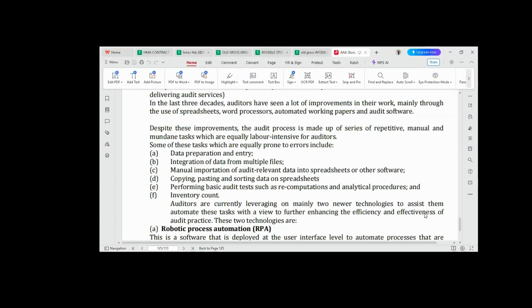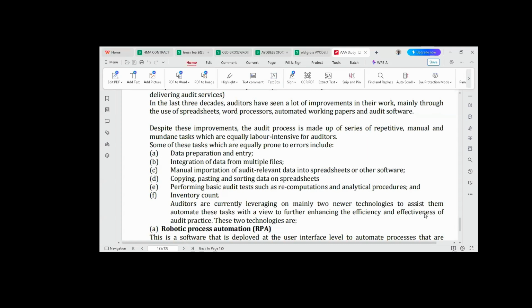They do that every time. You want to move one file from C drive to D drive or from C drive to a hard drive. Manual importation of data into separate sheets and other software. So they manually input, they copy information from one spreadsheet to another, okay? Copying, pasting, and sorting data on a spreadsheet. These are routine tasks, okay?